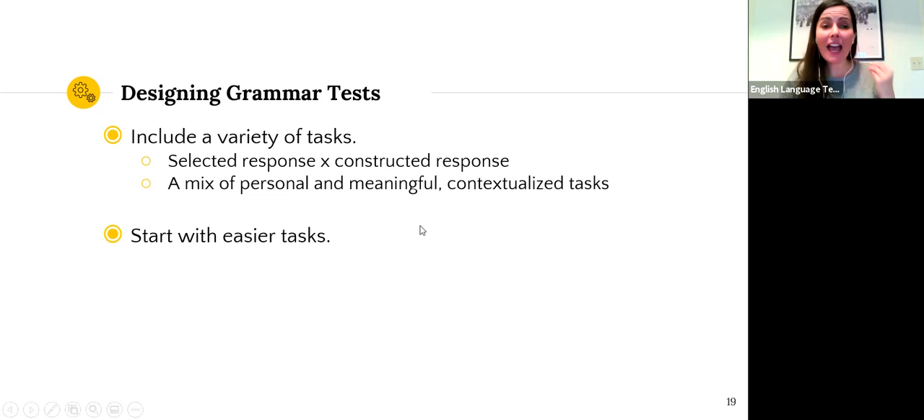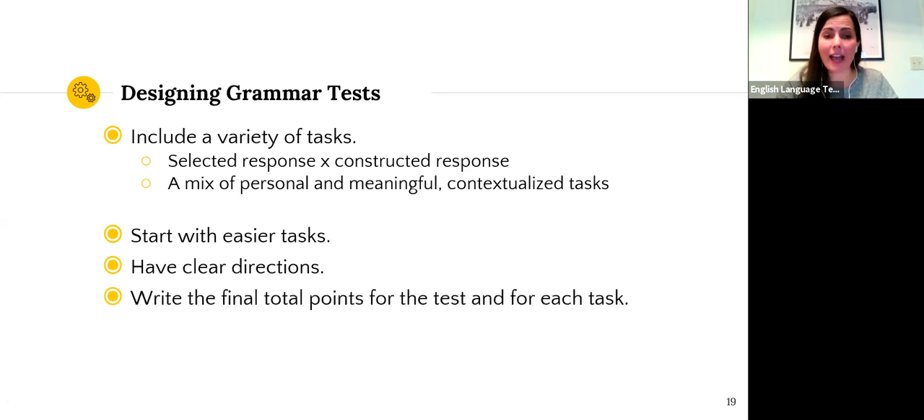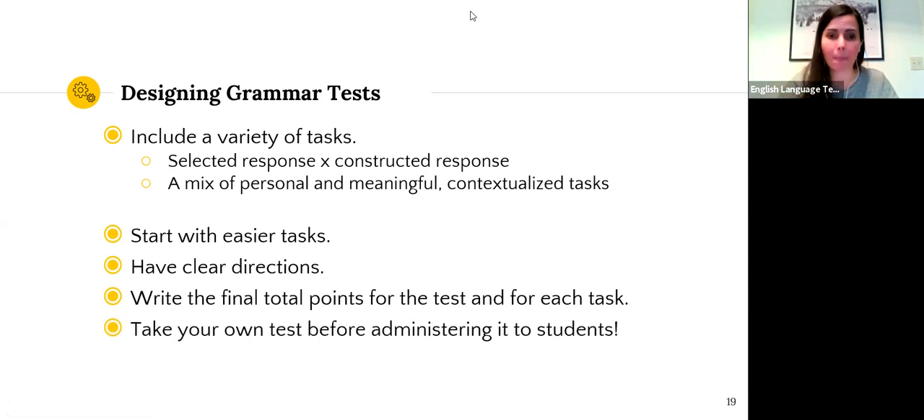Sorry. I always start with easier tasks because usually students can be afraid of grammar, right? And so I always start with a select response type of task. I never start with a constructive response. And I always start with easier tasks to ease them into the test itself. Clear directions. I write the final total points up at the top, and I also write for each question how many points each question is worth.